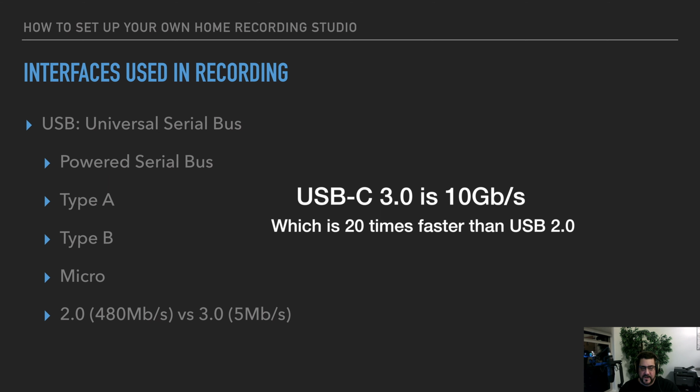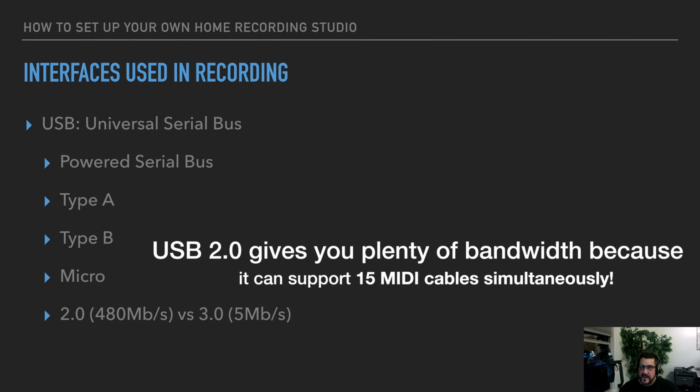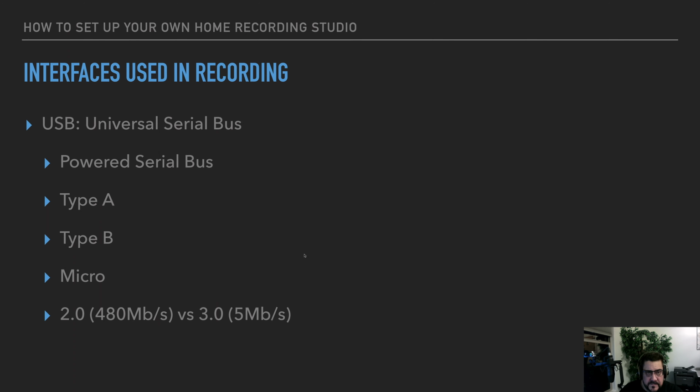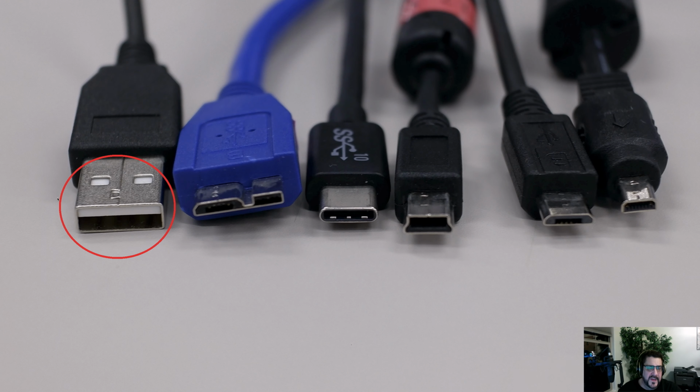And then of course we use 2.0 and we use 3.0, but 2.0 is actually more common because for both audio and MIDI, just because of the amount of data that we're moving around, it's not often that we need more than 480 megabits per second. This is type A. So this is probably the USB connector that you're most used to.